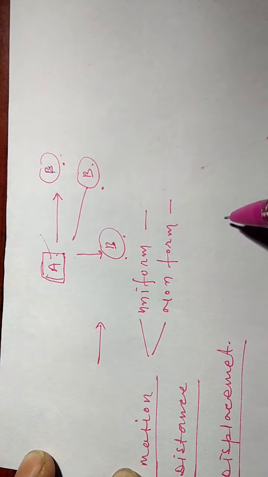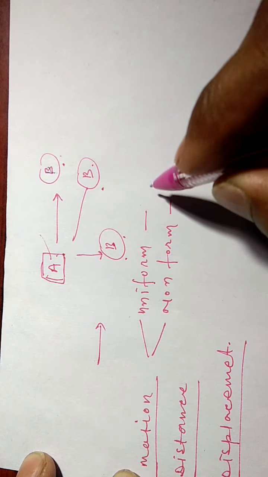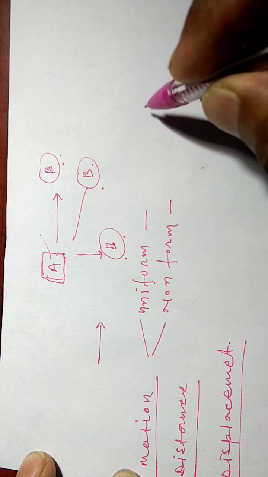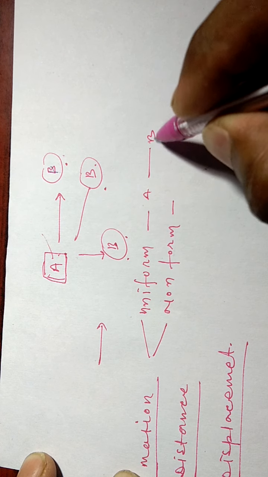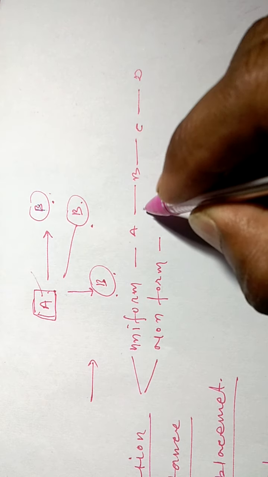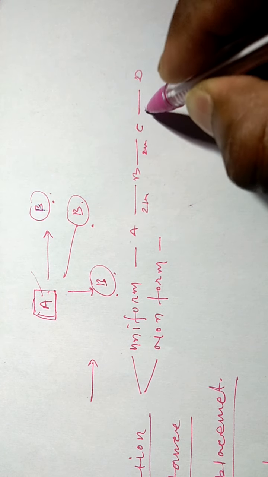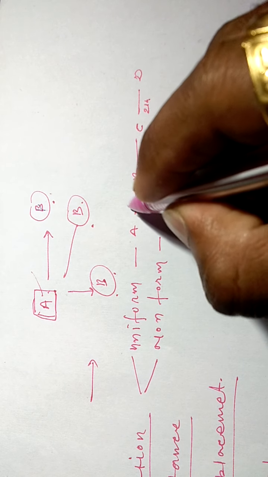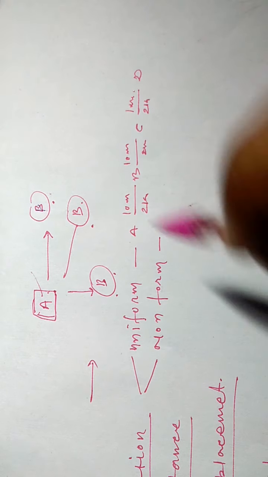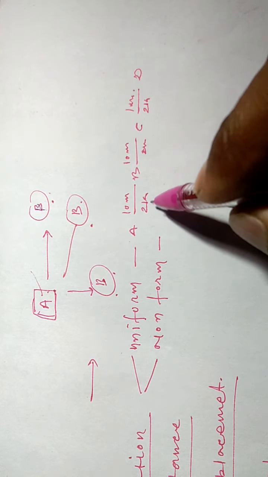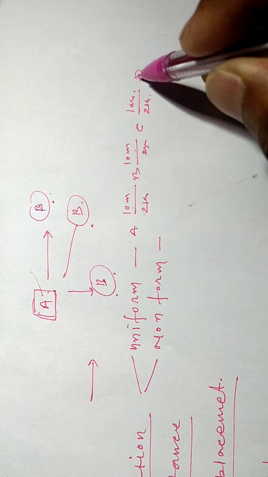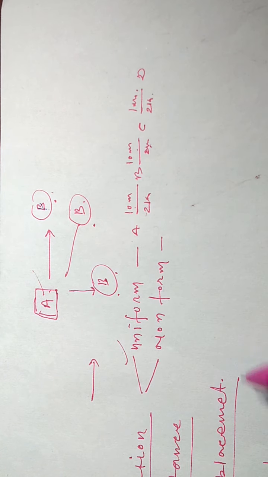So what is uniform motion? When an object covers equal distance in equal intervals of time, let's suppose A to B, B to C and C to D, here it is 2 kilometer, 2 kilometer and 2 kilometer, and the distance is traveled in 10 minutes, 10 minutes and 10 minutes. So when an object covers equal distance in equal intervals of time, such type of motion is called uniform motion.